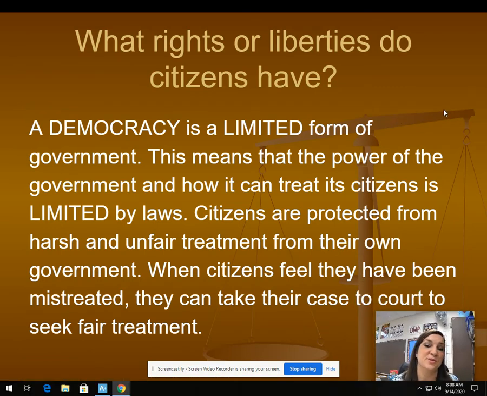So what rights or liberties? Liberties mean freedoms. What freedoms do citizens have? Since a democracy is limited, they have a lot. This means that the power of government is limited and how it can treat its citizens is limited by laws. Citizens are protected from harsh and unfair treatment from their own government. When citizens feel that they've been mistreated, they can take their case to court to seek fair treatment.